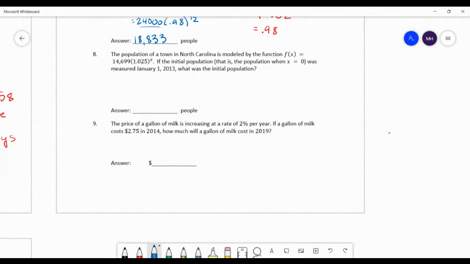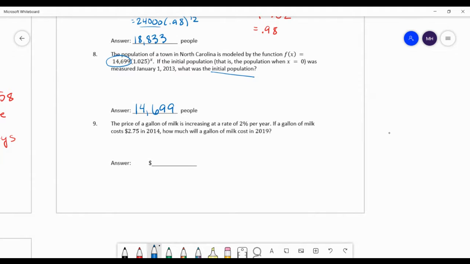All right, next, number 8. The population of a town in North Carolina is modeled by this function. If the initial population, that is the population when x equals 0, was measured January 1st, 2013, what is the initial population? That's just asking you, do you understand this formula? Our initial population is right there in the equation. You don't have to do anything with that question.